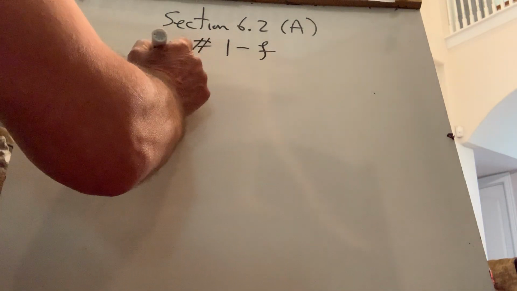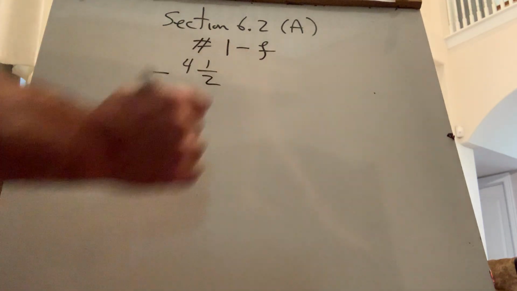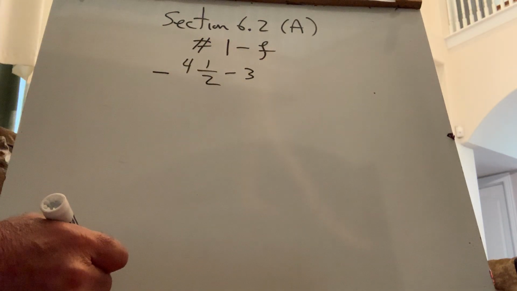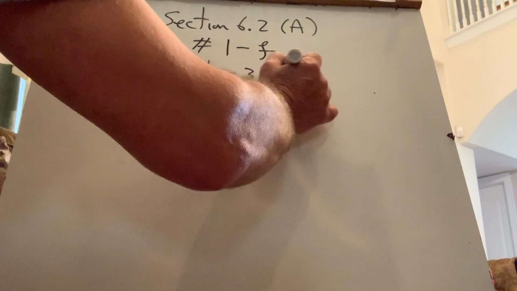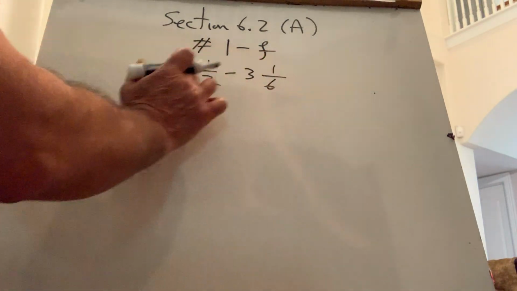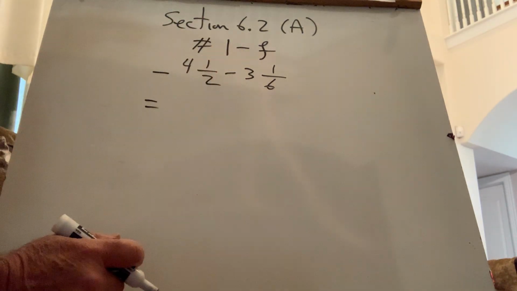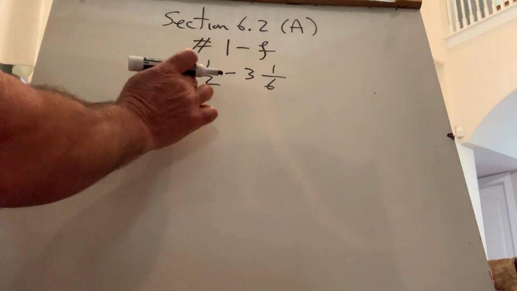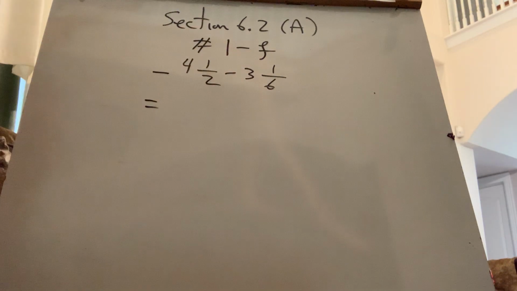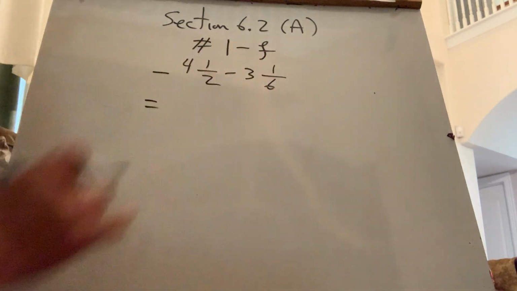We have negative 4 1/2 minus 3 1/6. So we want to perform this operation. These are, of course, as you know, called mixed numbers. And mixed numbers can always be represented as an improper fraction, which is a fraction where the top is bigger than the bottom. For me personally, I find it easier when I convert them to improper fractions before I perform my operation.